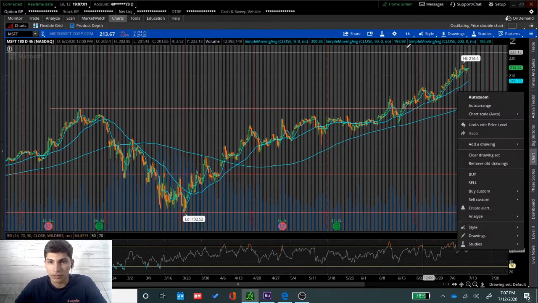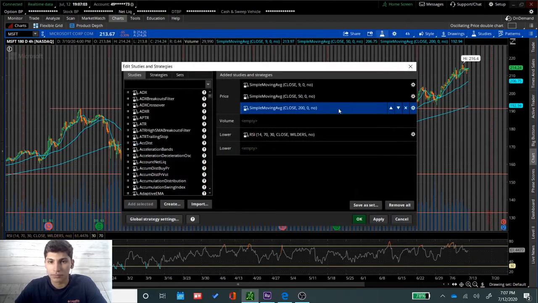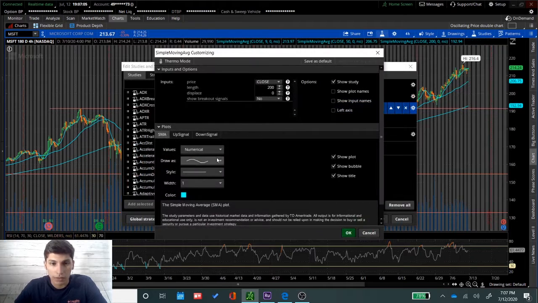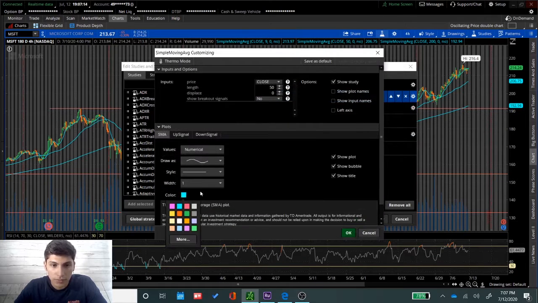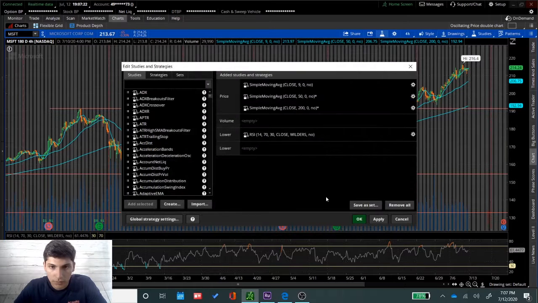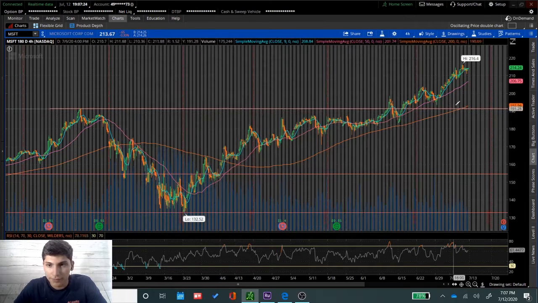I should change the colors on them. Alright, let's do this real quick. Let's make this one orange. Okay, let's make this one green. No, not green. Just make this green. That color, okay. So this is what we got.